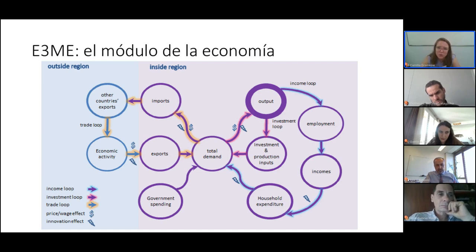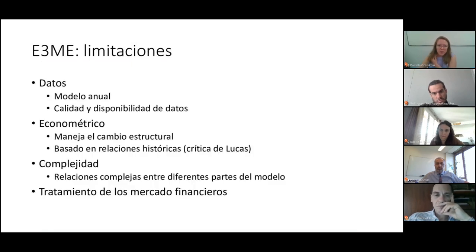So increasing demand will of course result also in increasing prices, and this is how the loops are then restricted. So this is a bit more about the economics of the economic module in E3ME.